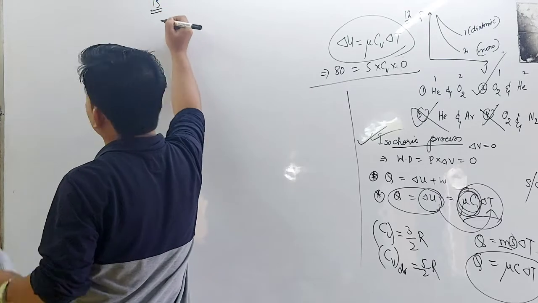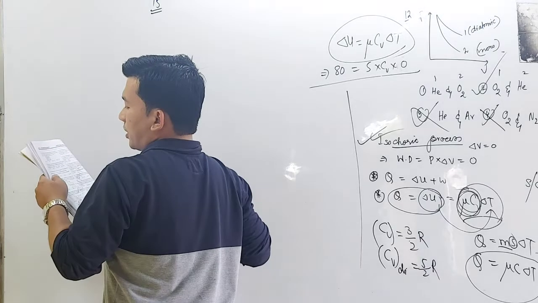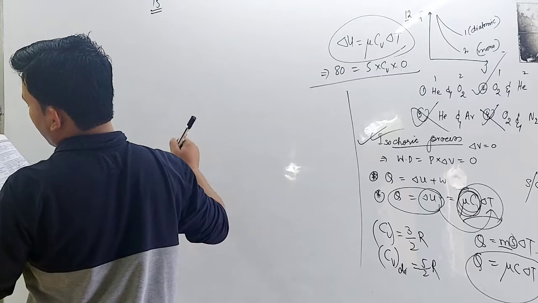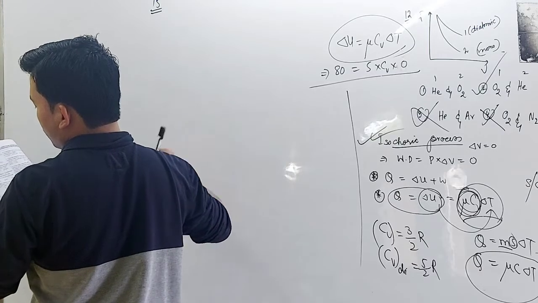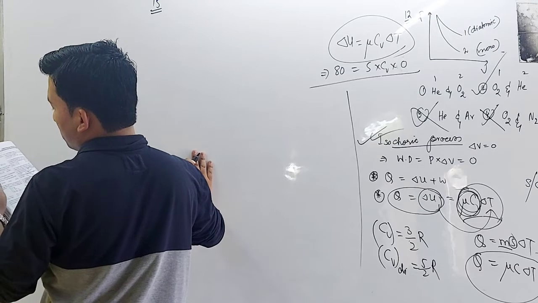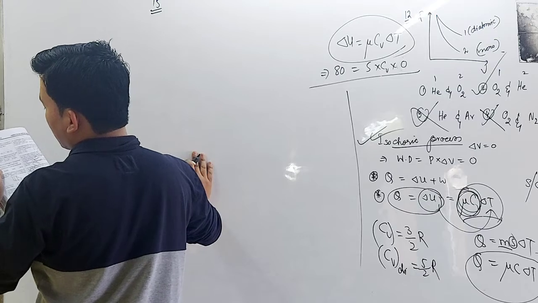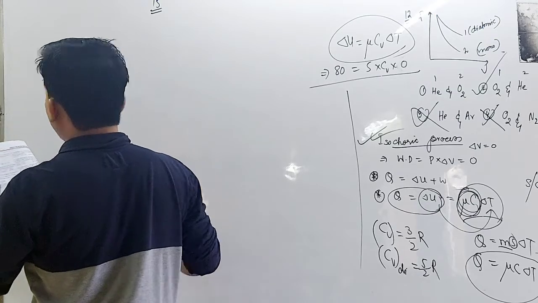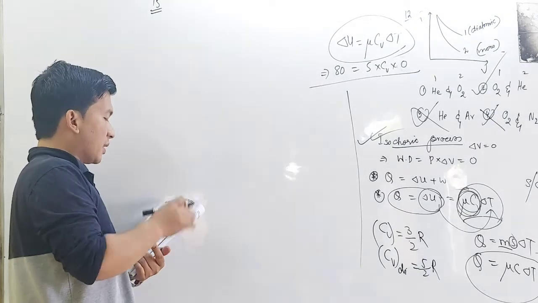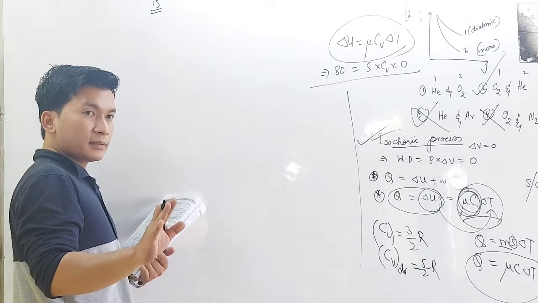Air is filled in the tube of a wheel of a car at 27 degrees Celsius at 2 atmospheric pressure. If the tube is suddenly burst, the final temperature of the air will be what? Temperature is given, pressure is given here.